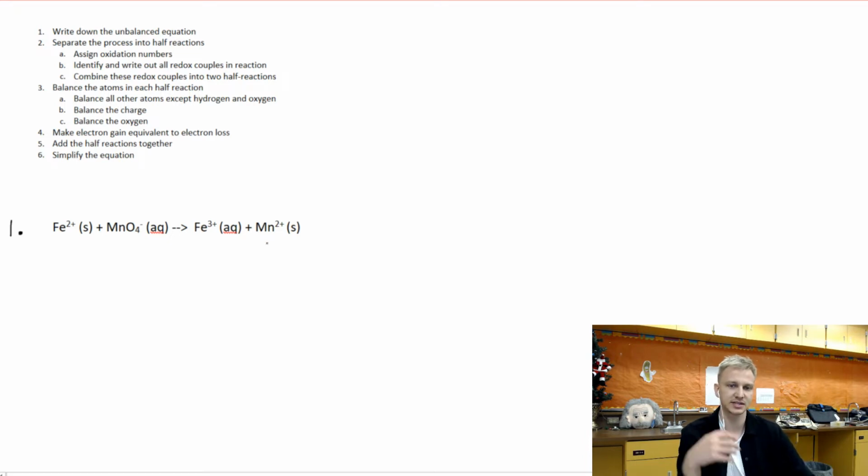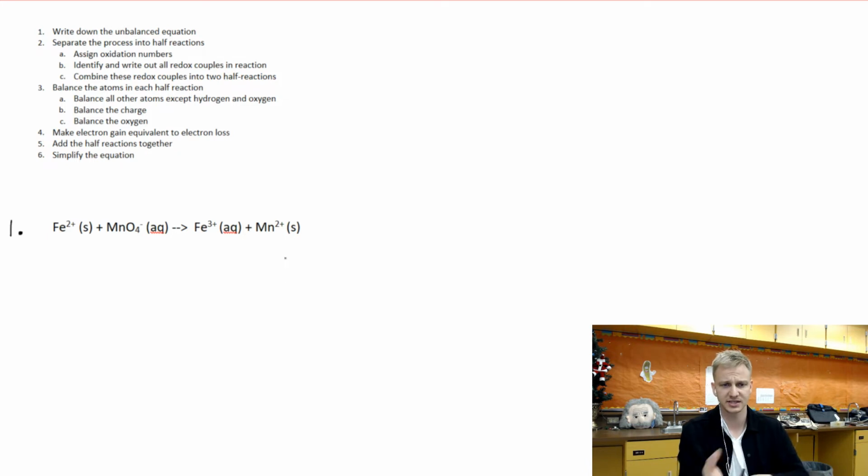Now what you'll notice is this is not a typical looking reaction where we have an obvious single replacement or double replacement. All we're given is the parts that are going to be either oxidized or reduced. That's the only components that we're given. And then it's up to us to figure out what other components are needed for this reaction to take place.